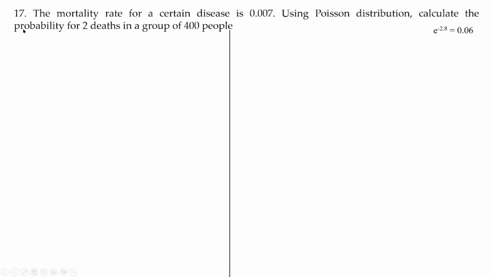Now moving on to the next question. The mortality rate for a certain disease is 0.007. Using Poisson distribution, calculate the probability for 2 deaths in a group of 400 people.